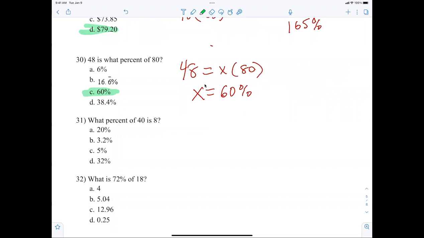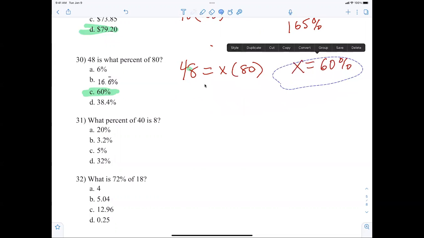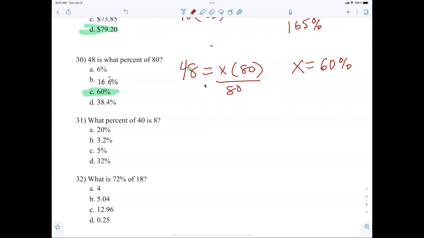We take 48, right? I'm gonna move this out of the way. All you do is on your calculator, divide both sides by 80. You with me? Yeah, do that on your calculator. You got a question, kiddo?